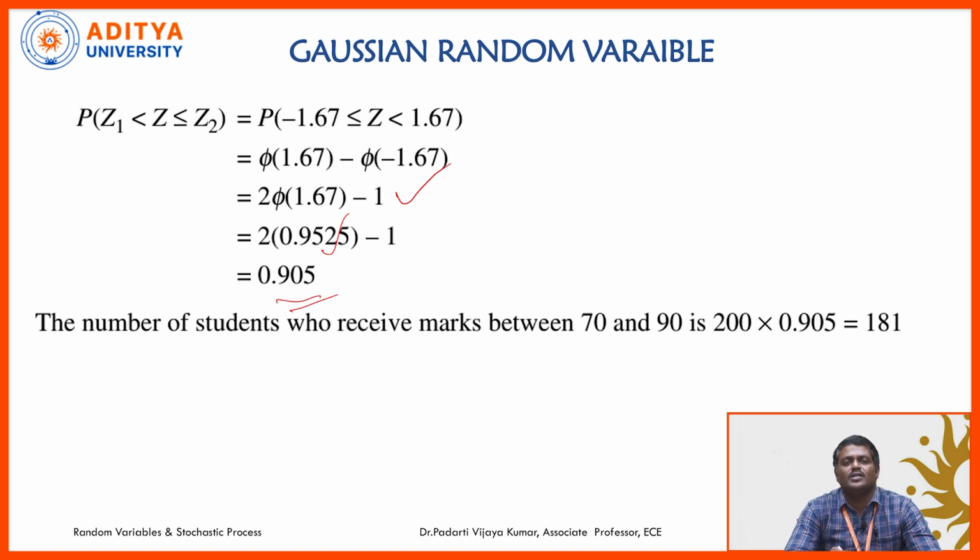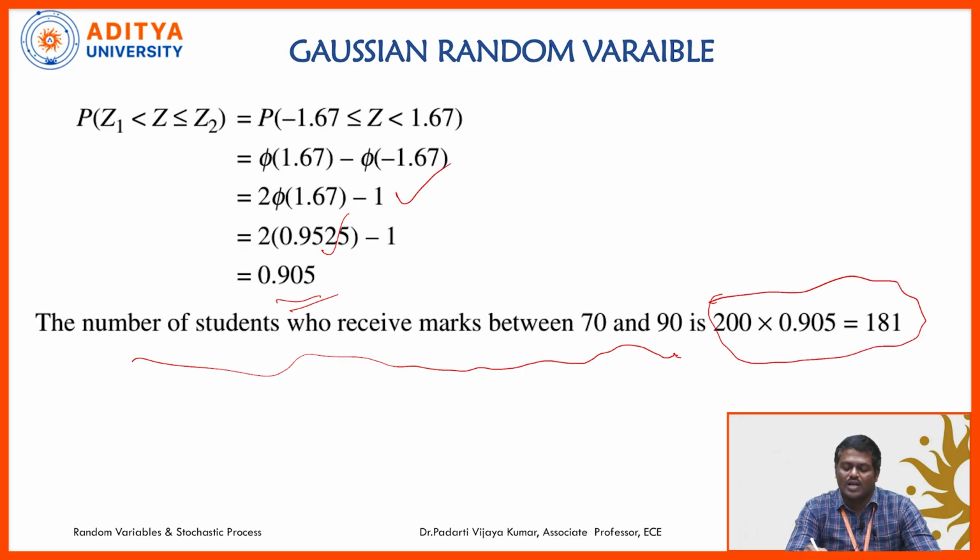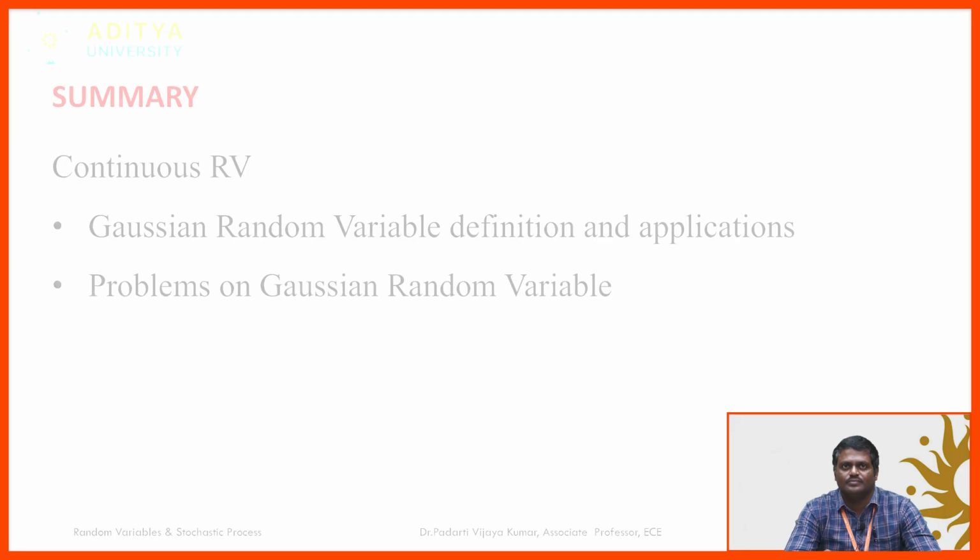Now, we need to estimate the number of students who receive marks between 70 and 90 for a class of 200 strength. Multiplying 200 with the probability, we will get 181 students who will receive marks between 70 and 90.